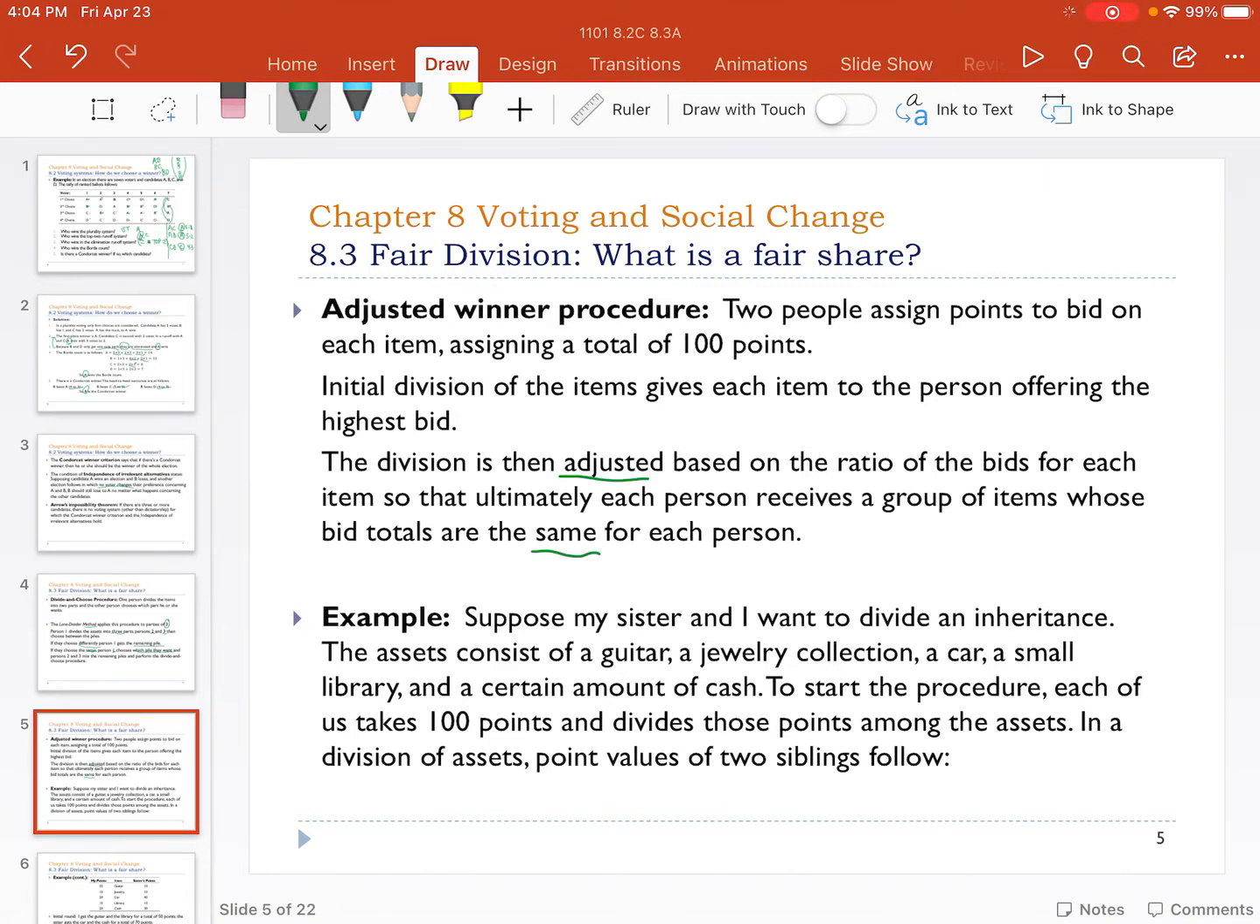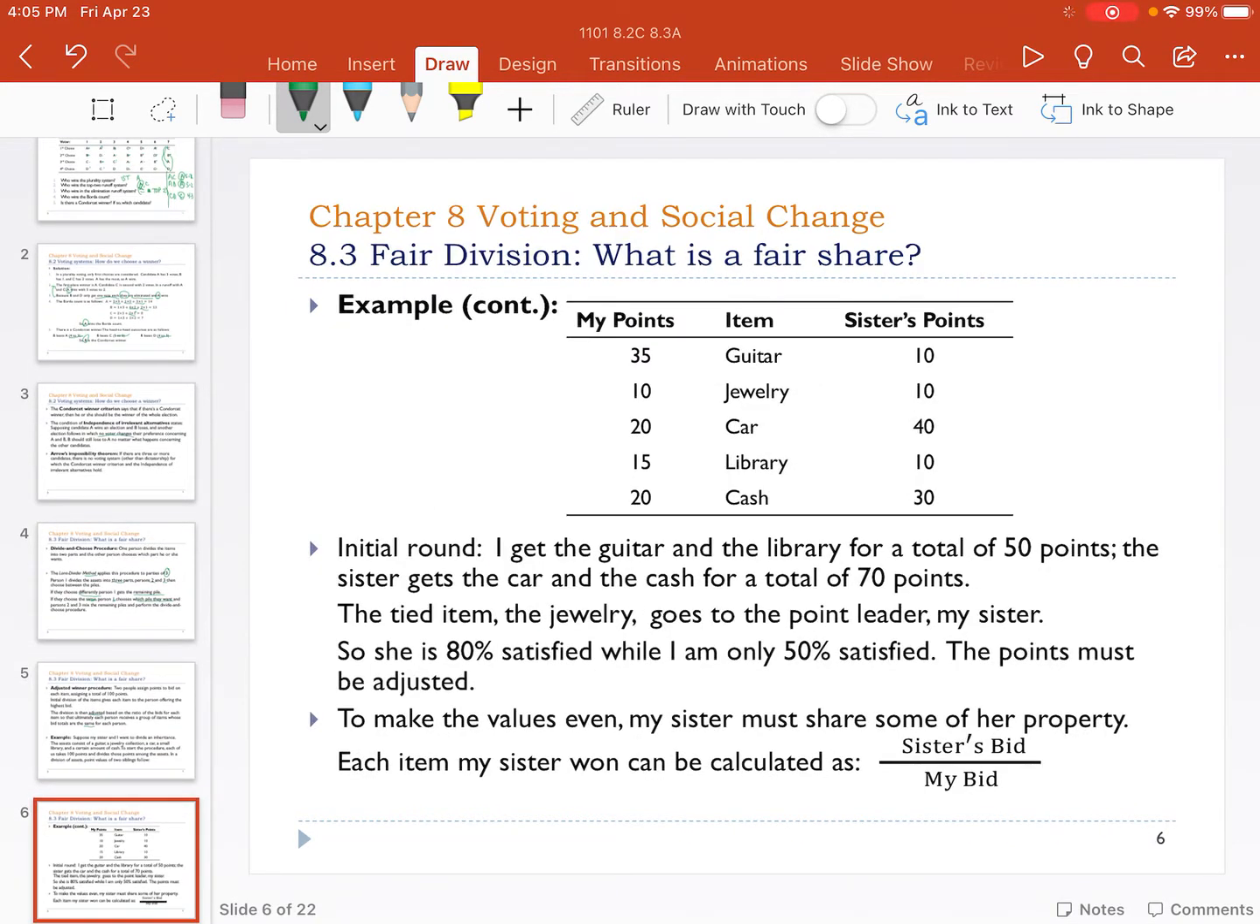So here's the example that they give us, and this one is found in the book. I'm looking at page 561. Suppose my sister and I want to divide an inheritance, and the assets consist of a guitar, a jewelry collection, a car, a small library, and a certain amount of cash, which, by the way, is very easy to divide. To start the procedure, each of us takes 100 points, not dollars, but points, and divides those points among the assets. If you want to make sure you get something that you really have to have, put close to 100 points on it. Of course, you're going to probably lose all the others.